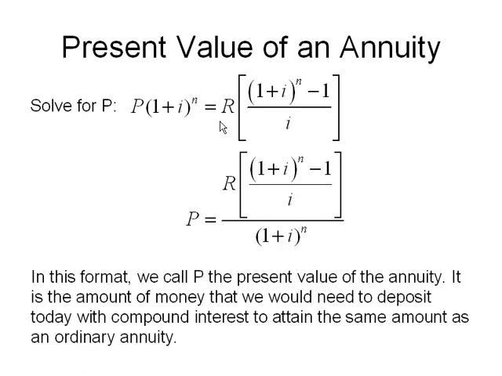So in this format, we're going to call P the present value of the annuity, and it's the amount of money that we would need to deposit today with compound interest to obtain the same amount as the ordinary annuity making payments.